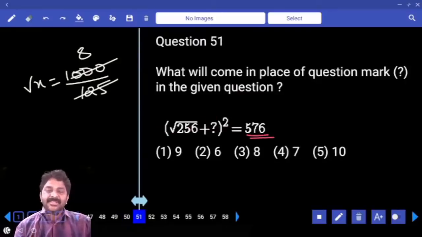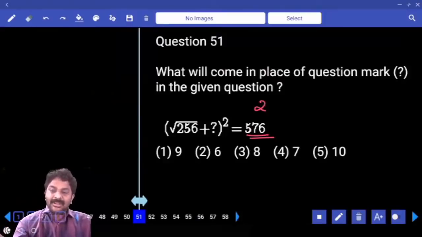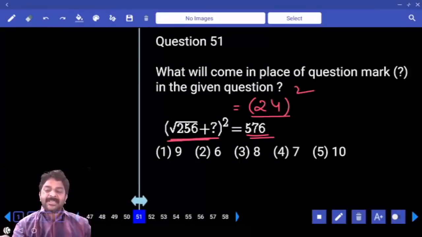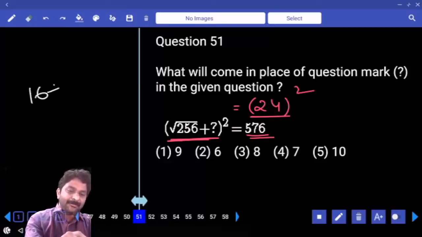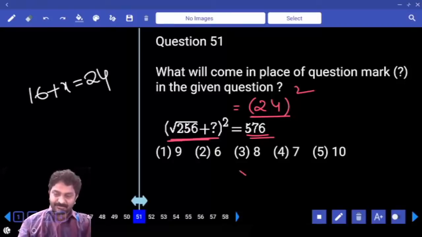Right hand side number, which square is that? 20. So, right hand side we have 24 square. Left hand side, the numbers inside the bracket must be equal to 24 only. Under root of 256, 16 plus x must be equal to 24. X is 8.